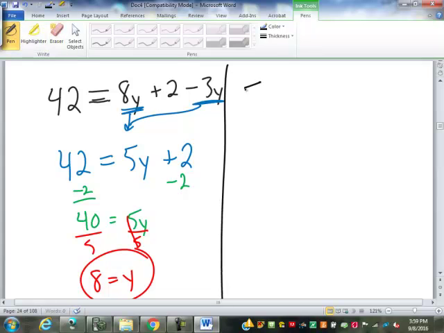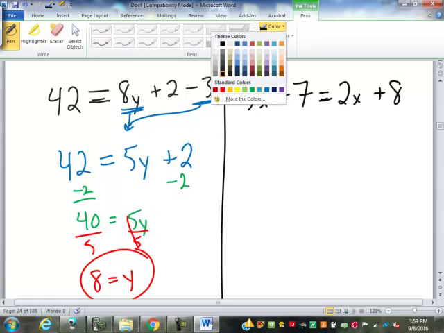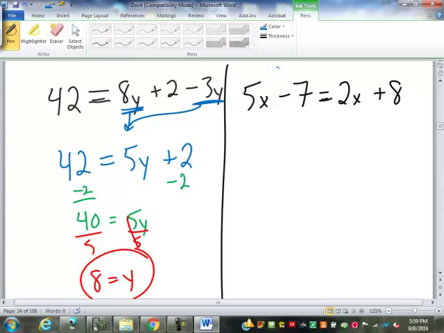So let's have 5x minus 7 equals 2x plus 8. Looking at this one, we again see that the variable appears twice. What's different about this one, though? Yeah, they're not on the same side. It's one on each side. 5x on this side, 2x on that side.